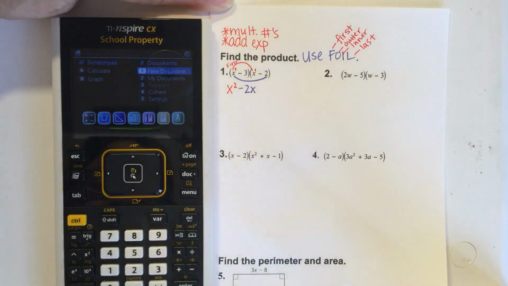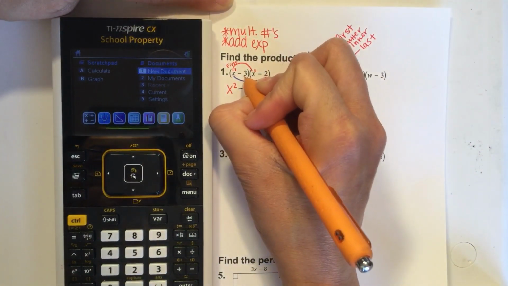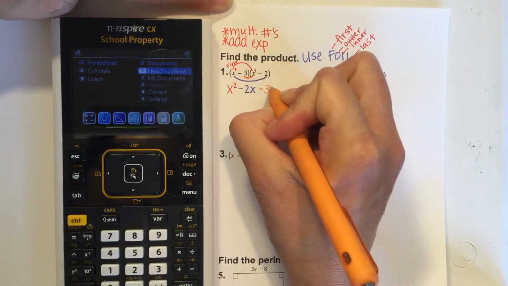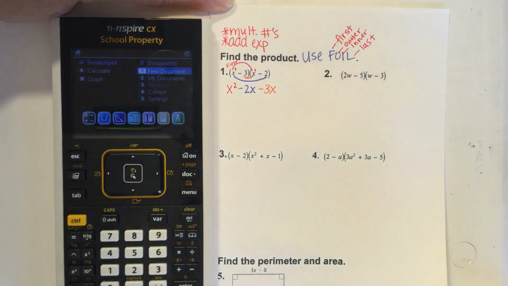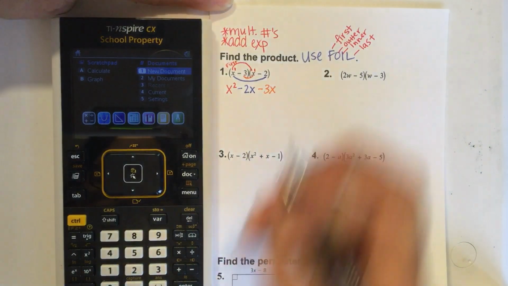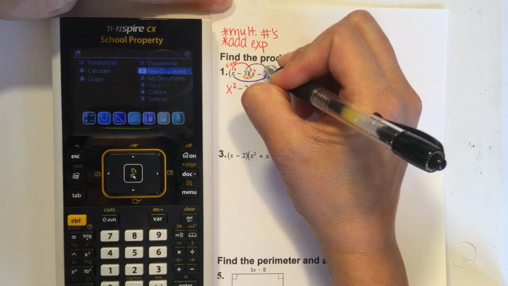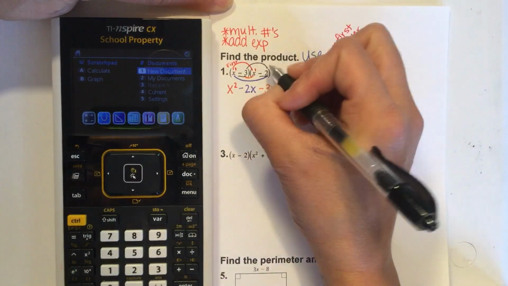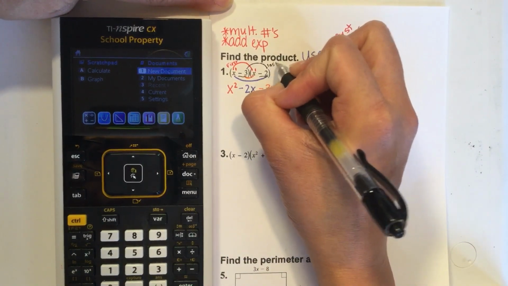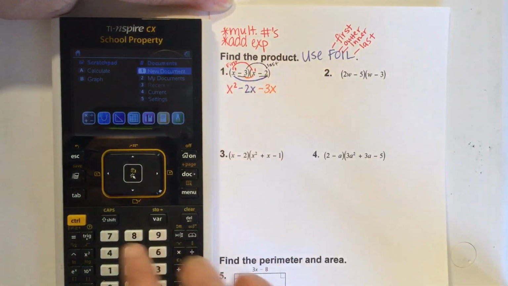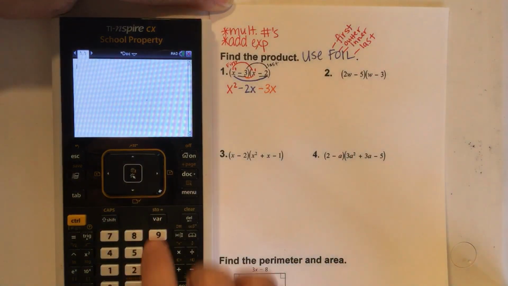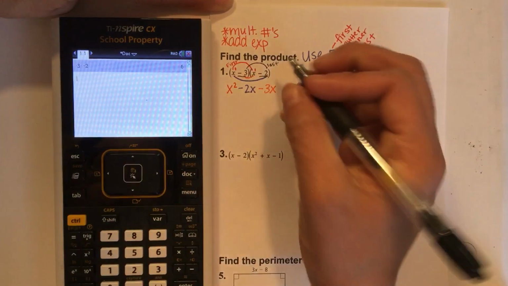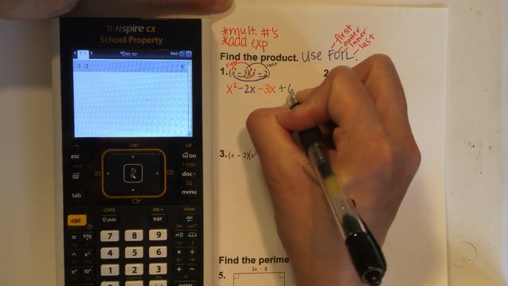Now we're going to take the inner. We're going to take negative 3 times x. Negative 3 times x is negative 3x. Now we're going to take the last. Negative 3 times negative 2. Negative 3 times a negative 2, that's last. So in your calculator, you're multiplying a negative 3 times a negative 2, a positive 6. You have to put a plus 6.